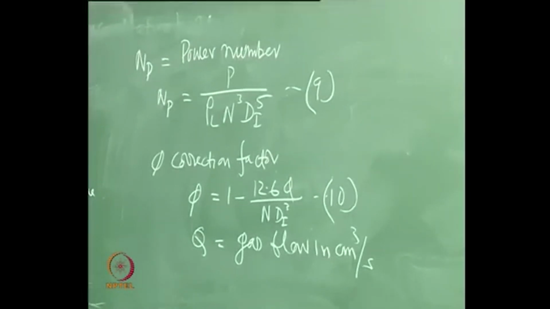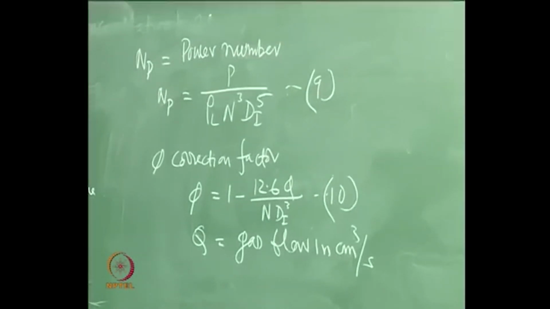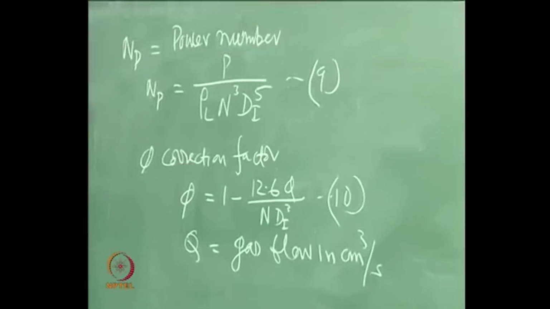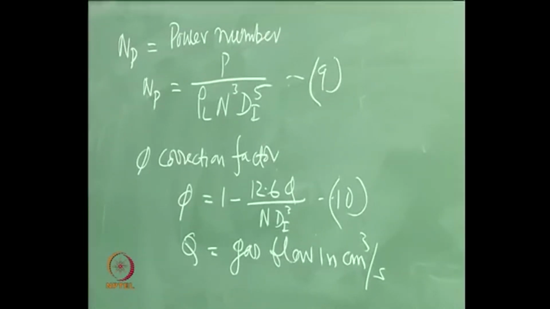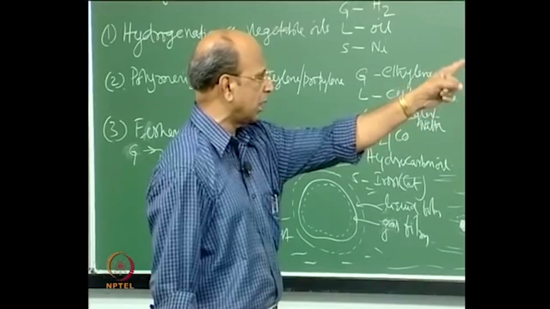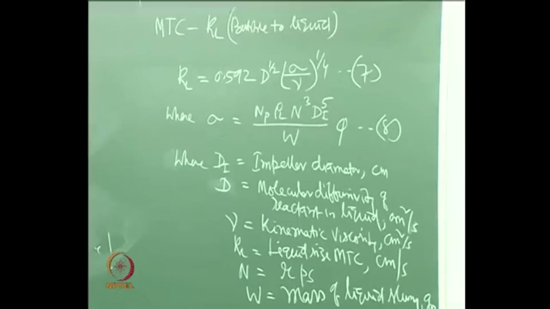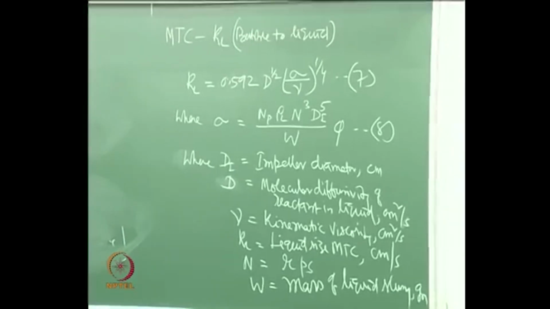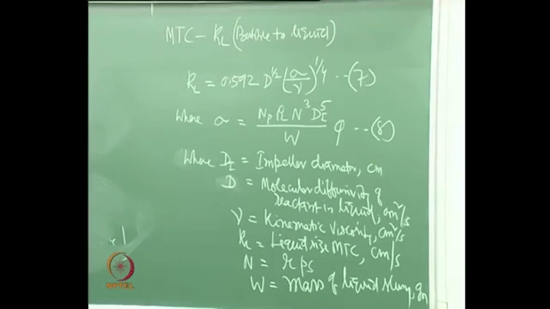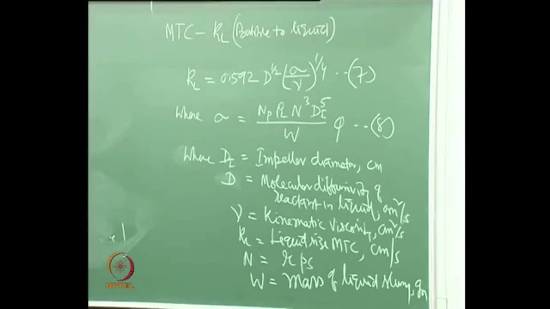Okay. You see now, just to calculate KL alone, how much work would have gone, particularly when you are using impellers. The KL equation is related to sigma; sigma is there in equation 7. Now, to calculate sigma you also need phi and NP. NP has another equation, phi has another equation.